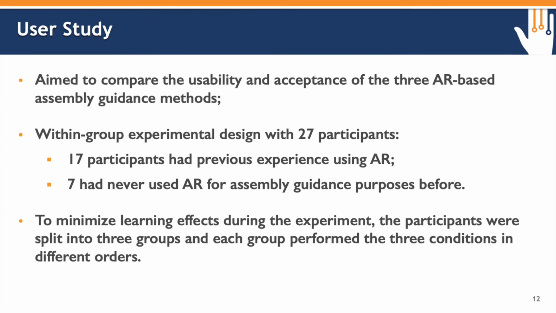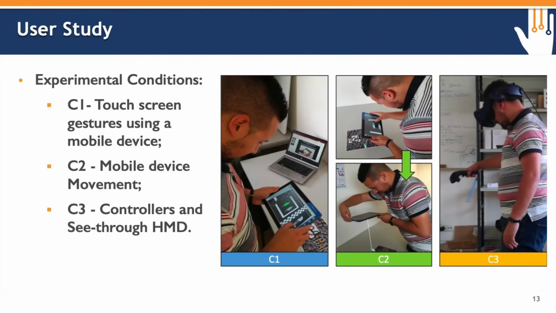To compare the usability and acceptance of the three augmented reality assembly guidance methods, we conducted a user study with 27 participants following a within-group experimental design. To minimize learning effects during the experiment, the participants were split into 3 groups and each group performed the 3 conditions in different orders.